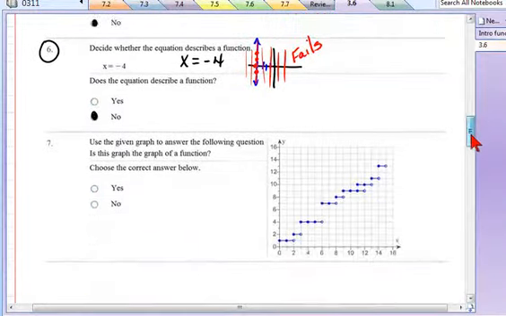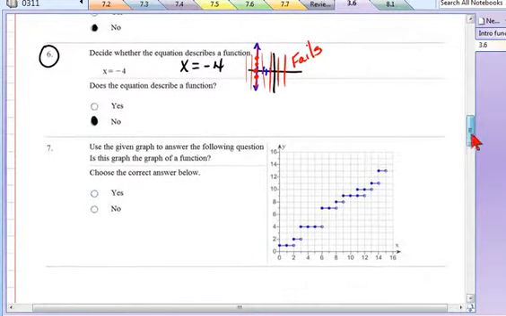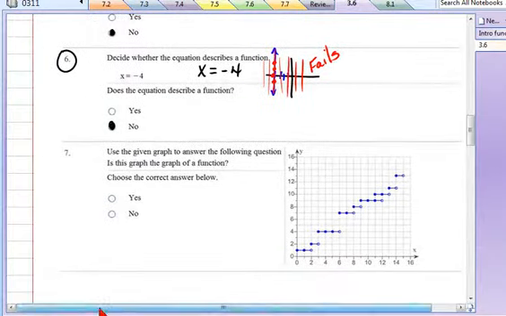All right, one more time. We're going to look at a graph. This is number 7. And it says to use the graph to answer the following. Is the graph of a function?